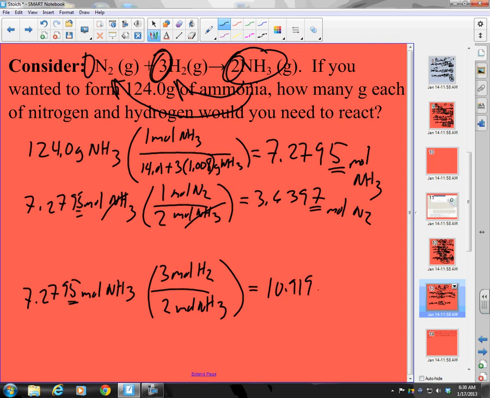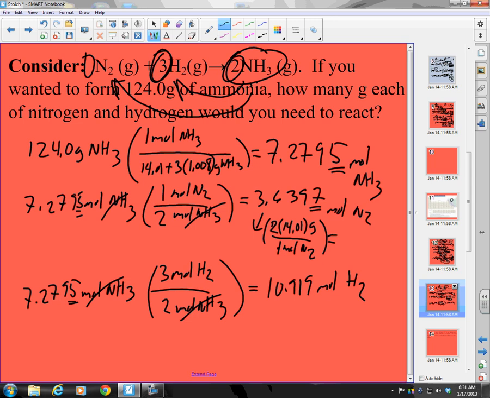10.919 moles of what? The moles of ammonia cancel. I have moles of hydrogen. Now what do I do? I need to multiply both of these by their molar mass. So I'm going to multiply by the molar mass. What's the molar mass of N2? 2 times 14.01 grams per mole of N2.